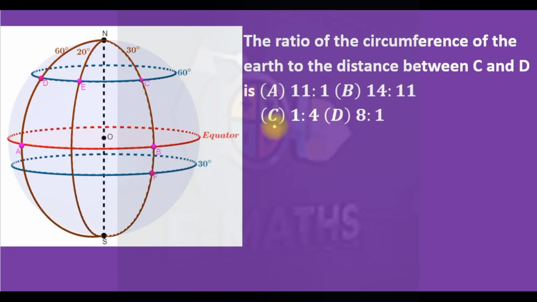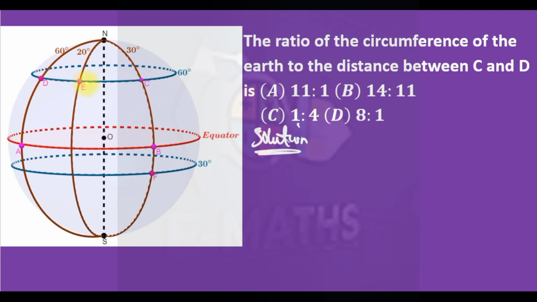Okay, they said we are given the diagram. We are asked the ratio of the circumference of the earth to the distance between C and D is dash. This is a very simple question. Looks hard, but it's not hard. So just logic. CD and CC.